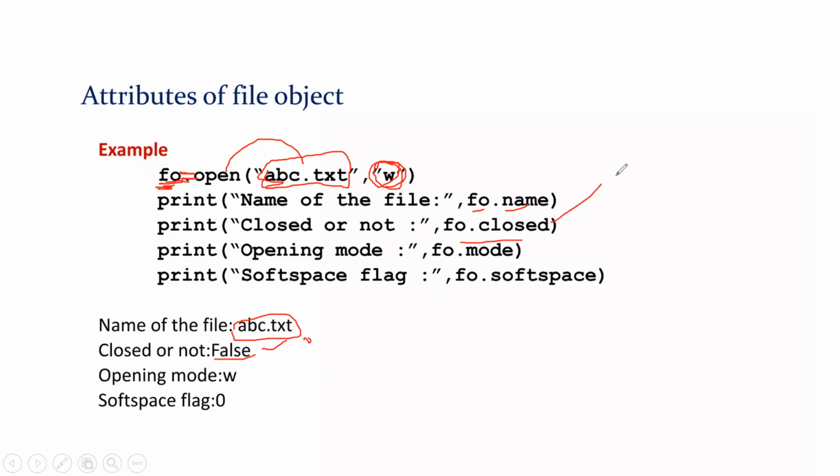We are checking closed, yes or no? Already we have opened it here. We didn't use the close method, so obviously it shows no, that is false. Opening mode: what is the mode? We are in writing mode, right? So it is showing this one. This will be discussed further. These are the attributes of the file object.